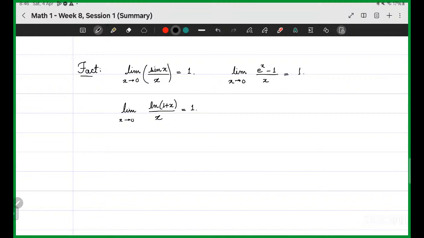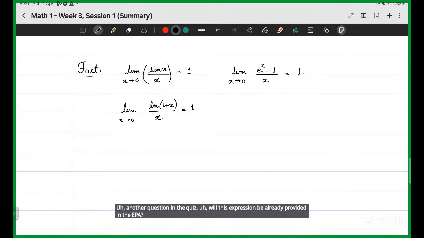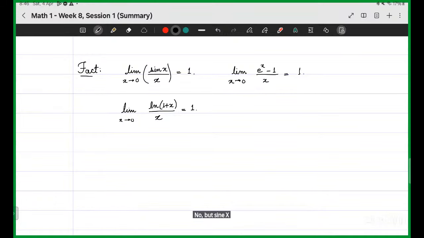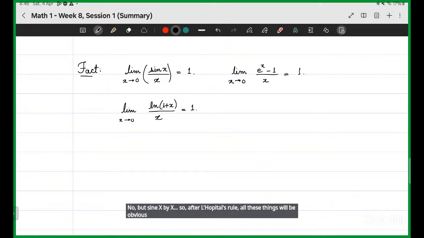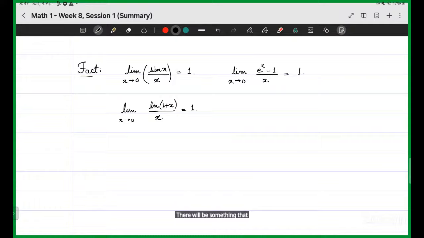Another question in the quiz: will this expression be already provided in the paper? No, but sin x by x. After L'Hopital's rule, all these things will be obvious. There will be something that you need to commit to memory, either derivatives of some standard functions, which I think you already know.